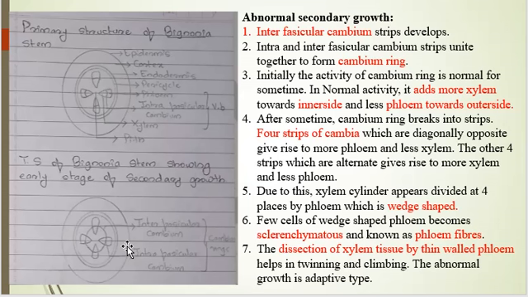तो यहाँ पे क्या होता है, जो भी xylem टिश्यू है, xylem टिश्यू और phloem टिश्यू में यहाँ पे डिसेक्शन और सेपरेशन हो जाता है. Due to this dissection the plant will help in twining and climbing. This abnormal growth is adaptive type. So इसको हम एडैप्टिव टाइप की एबनॉर्मेलिटीज बोल सकते हैं.